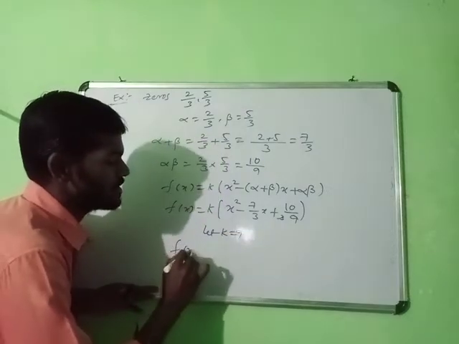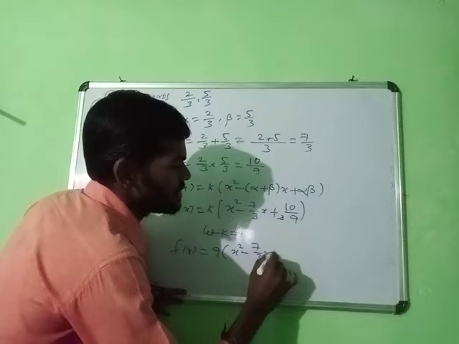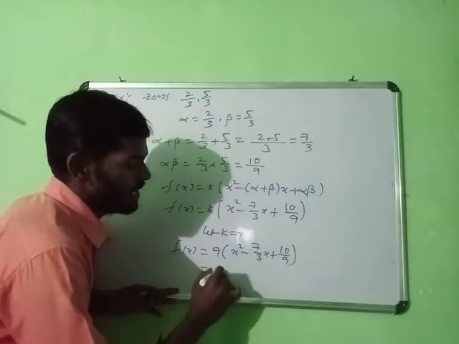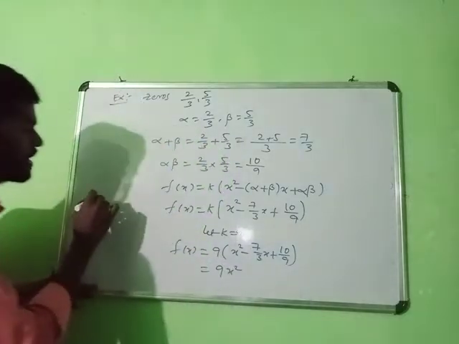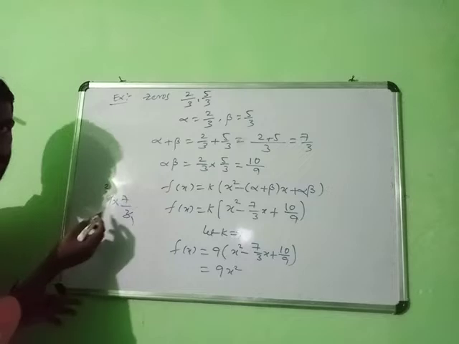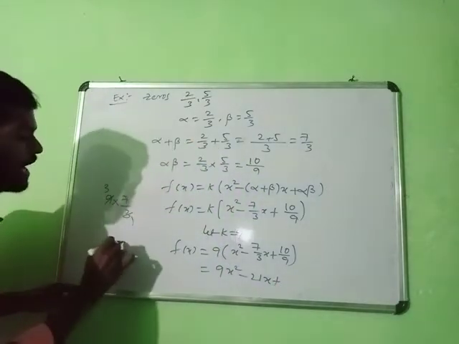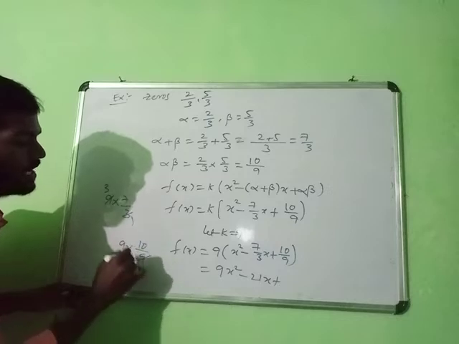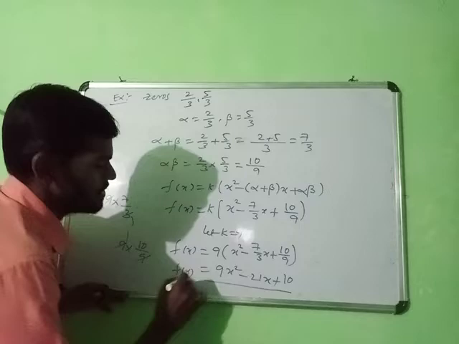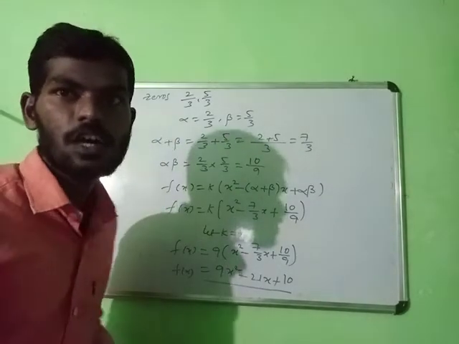Then f of x: what will come? 9 into x square minus 7/3 into x plus 10/9. Now multiply: 9x square. Then 9 into 7/3: 3 ones are 3, 3 sevens are 21, so minus 21x. Plus 9 into 10/9: 9 cancels, 1 ten is 10. This is the required polynomial.